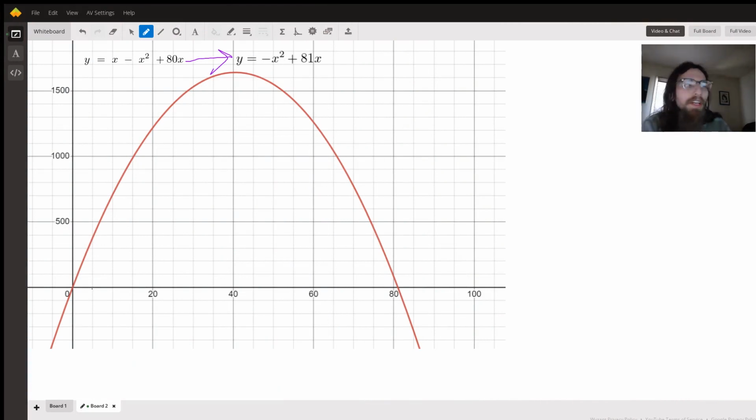So today we're going to try to find the minimum and maximum values of a function given a certain interval. The function that was given was x minus x squared plus 80x. First thing you should always do is simplify, combine the x terms to get this equation right here, minus x squared plus 81x. And the next thing I'm going to do is graph the equation.